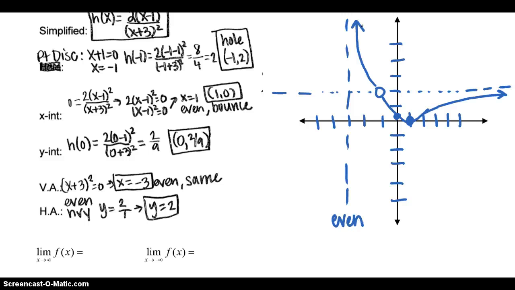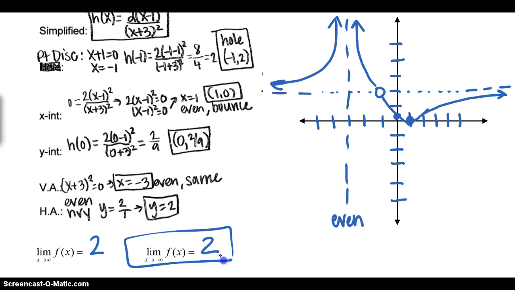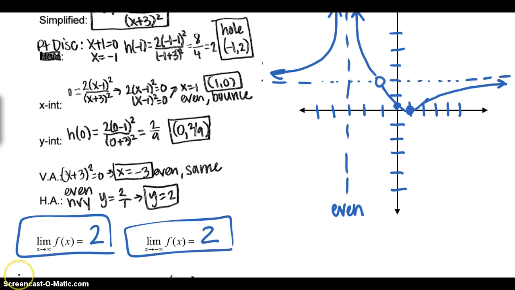And then let's see, if this one's even, that means they end in the same direction. So this guy must go bloop, just like that. Now our end behavior is 2, right? It's approaching 2 and approaching 2. Hopefully those limits are getting really easy for you now, and you're seeing how the horizontal asymptote is directly involved with your end behavior.